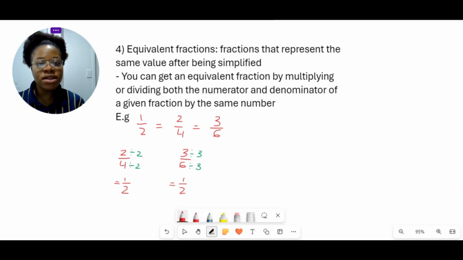These are the different types of fractions that you will encounter. There are 7 in total, namely proper fractions, improper fractions, mixed fractions, unit fractions, like fractions, unlike fractions, and equivalent fractions. I hope this video was helpful and the examples that I've included.